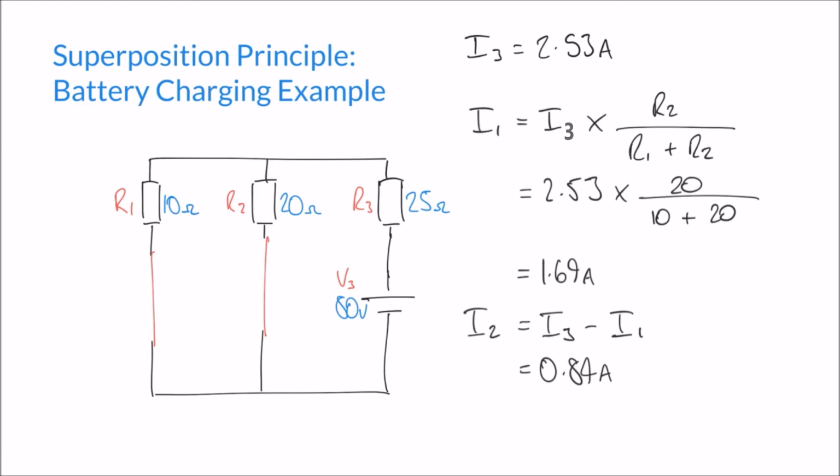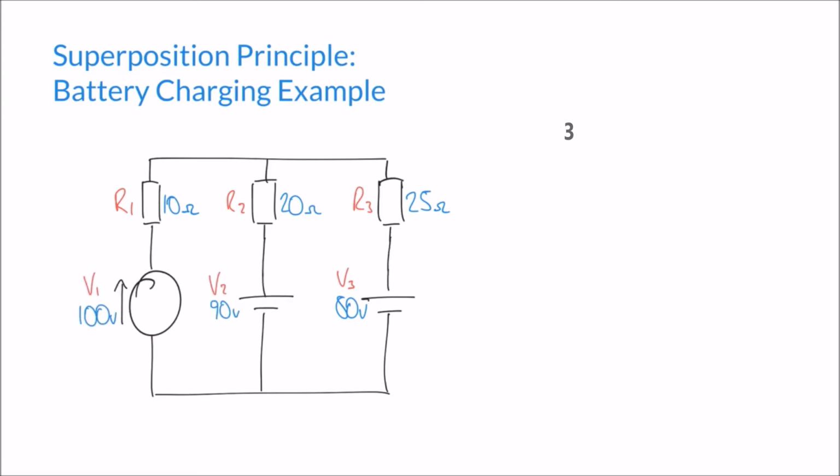So finally, we have now evaluated our circuit here 3 times, taking into account each of the 3 power supplies. The final step is to superimpose or bring together all of our results. To do that, let's go back to our original diagram here. I'm going to try, if I can, to notate all of the currents that we've calculated onto one diagram to bring them all together.